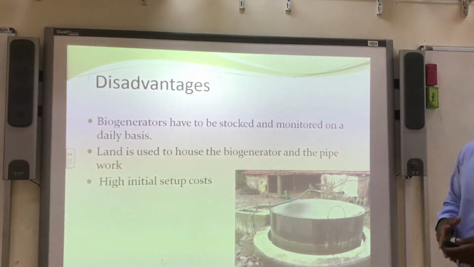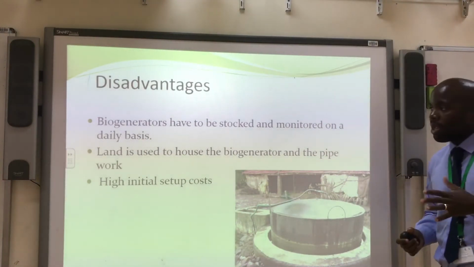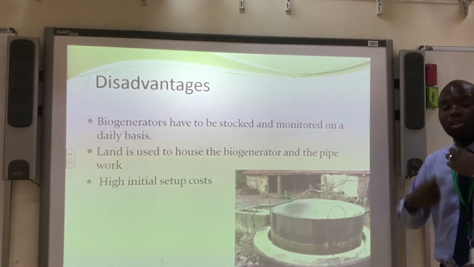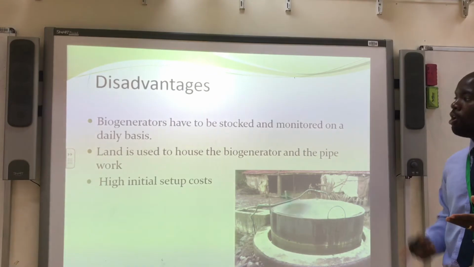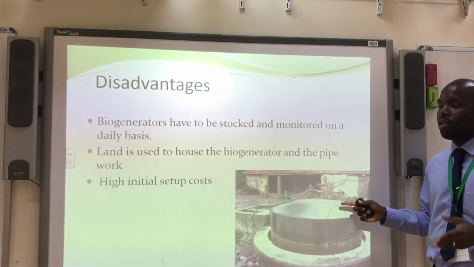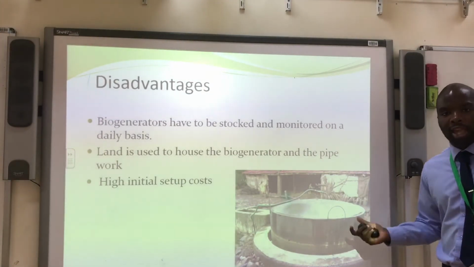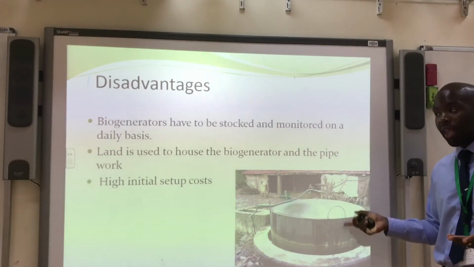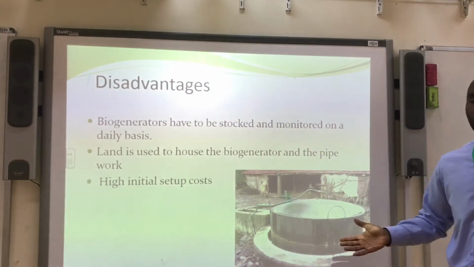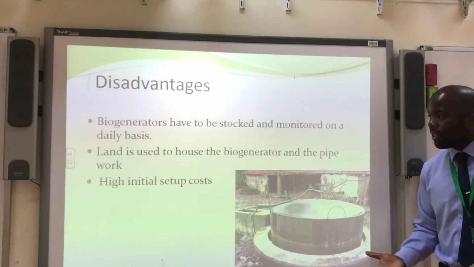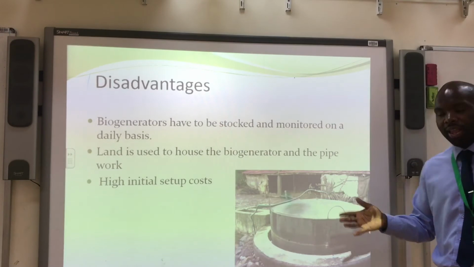Now, let's look at some disadvantages of using a small-scale biogas generator. These biogas generators have to be stocked and monitored every single day. So it takes a lot of manpower and a lot of effort to monitor and maintain them. Secondly, as you can see here, although this biogas generator isn't taking up a massive amount of land, it is still taking up land. This land could have been used to plant crops, and therefore that is a negative, because the biogas generator takes up space, but also the pipes take up space.